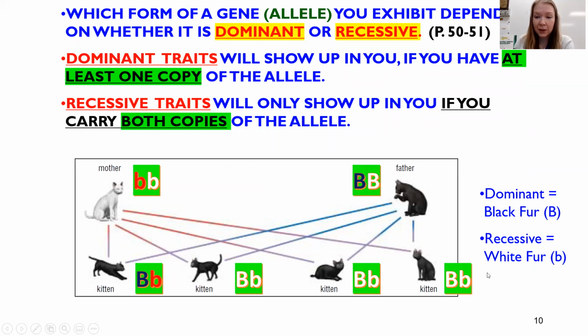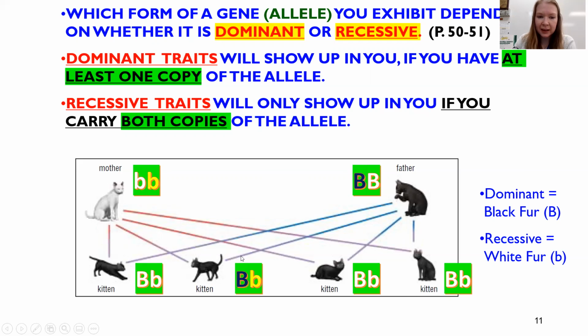Now, looking at all their kittens, the parent is only able to give one of their chromosomes each to their kid. So we can go through and run through all the possible scenarios. So if the father was to give his first dominant allele and the mother was to give their first recessive allele, that kitten would be heterozygous, so the alleles are different, and that kitten would have black fur because it has one of the dominant alleles. And to have the dominant trait show up, you only need one copy of that allele.